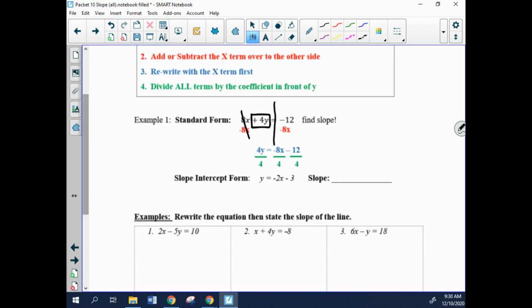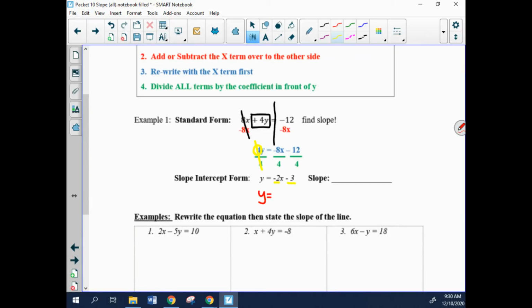Now, what is the coefficient of our y value? 4 is the coefficient, which means we're going to need to divide every term in our equation by 4. So we're going to have 4 divided by 4, which cancels out, leaves me with just y. Negative 8 divided by 4, which leaves me with negative 2. And negative 12 divided by 4, which leaves me with negative 3. So I can rewrite my equation now in slope-intercept form as y equals negative 2x minus 3.